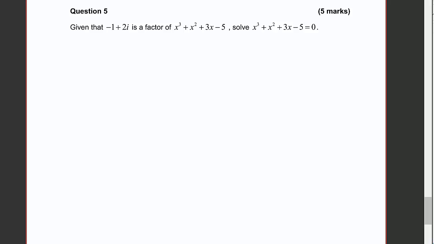Given that negative 1 plus 2i is a factor of x cubed plus x squared plus 3x minus 5, we want to solve x cubed plus x squared plus 3x minus 5 equals 0. Well, the first thing to note, because we know that any complex roots occur as conjugate pairs, is that negative 1 minus 2i is also a factor.